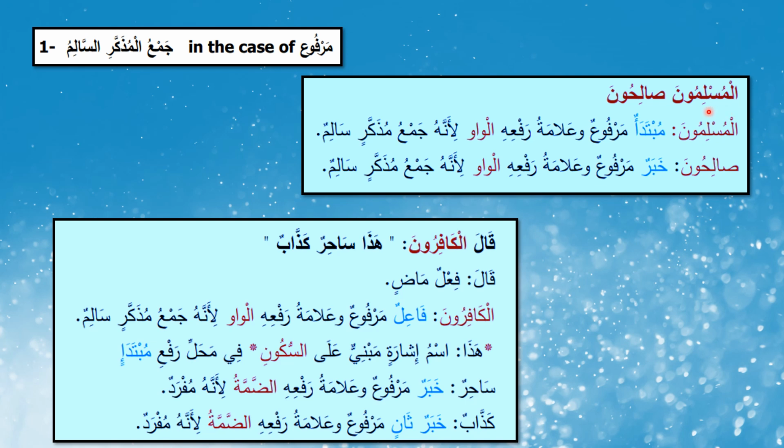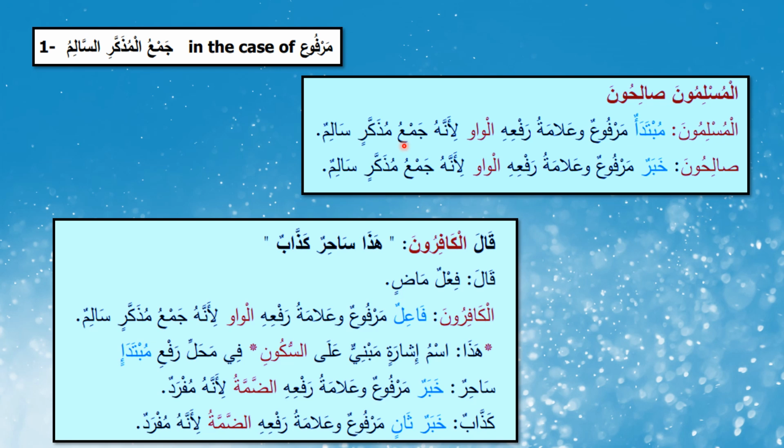The first noun is mubtada. So you will explain: mubtada marfu wal amatu raf'ihi al waw. Now you need to say that it is in raf position, that means it's in marfu position. And how do you know it's in marfu position? Al waw, raf'ihil al waw. لأنه, you have to give your reasons: لأنه جمع مذكر سالم. It's جمع مذكر سالم.